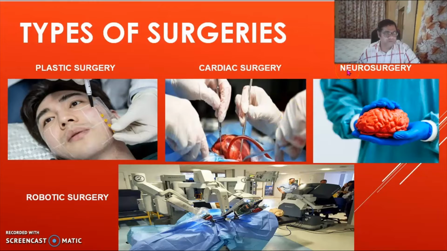Third, we go to neurosurgery. What is neurosurgery? It is related to the brain. Here you can see the picture of the brain, where the doctors operate on the brain to clear the blood clots. In the brain, sometimes the blood gets clotted, so there is no blood flowing to the brain properly, and it gets stuck over there. So they have to clear the blockages so that the brain will function correctly.